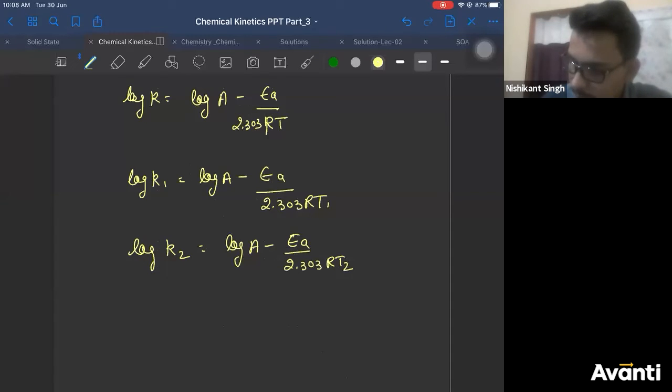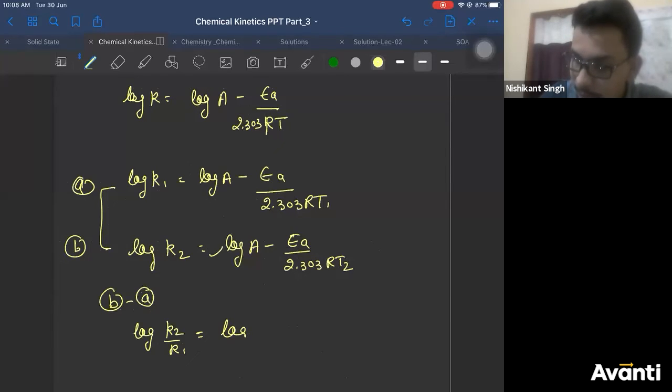Now, what you can do is subtract both the equations. You'll get log K2 minus log K1. This is, let us say, equation A, this is B. Subtract A from B. You'll get log K2 by K1 is equal to... log A will get cancelled. You can see log A is getting cancelled. So when you simplify this, your expression will come out to be EA by 2.303 R into 1 by T1 minus 1 by T2.